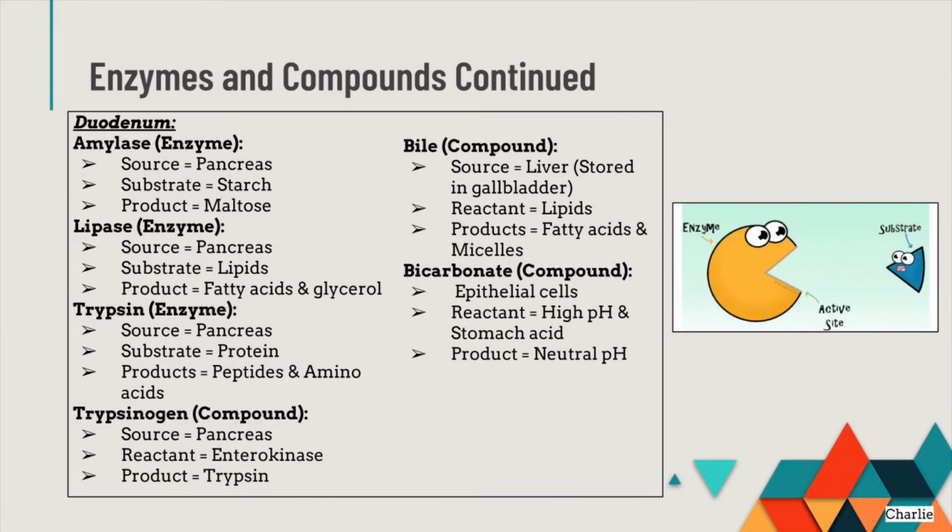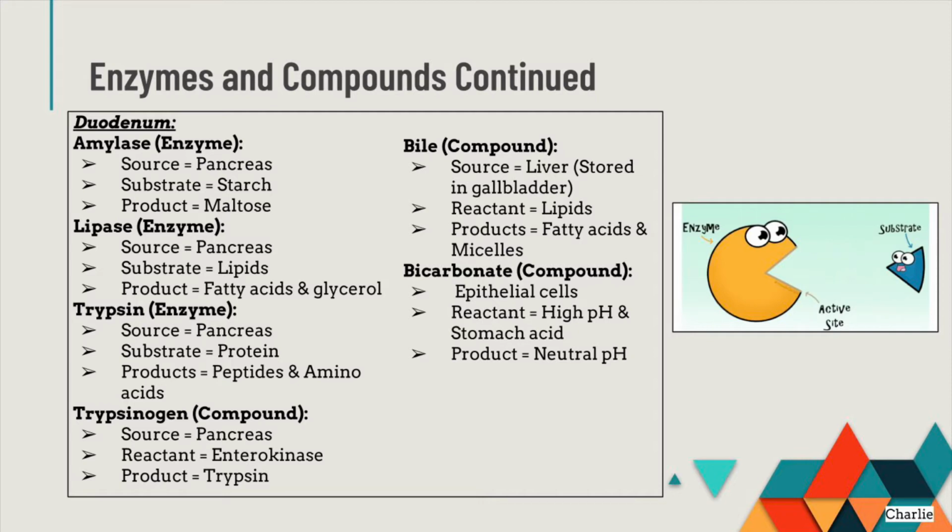There are also enzymes and compounds in the duodenum. For example, there's amylase, which is an enzyme produced by the pancreas, and its substrate is starch, and its product is maltose. Lipase is an enzyme, and its source is the pancreas. Its substrate is lipids, and it produces fatty acids and glycerol. Trypsin is an enzyme, and its source is the pancreas, and its substrate is protein, and it produces peptides and amino acids.